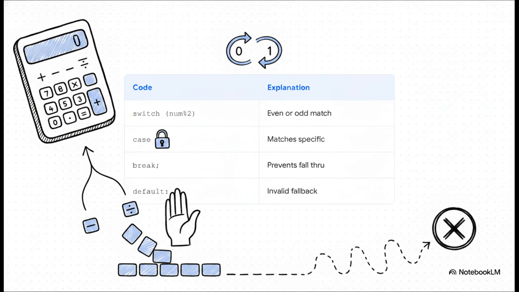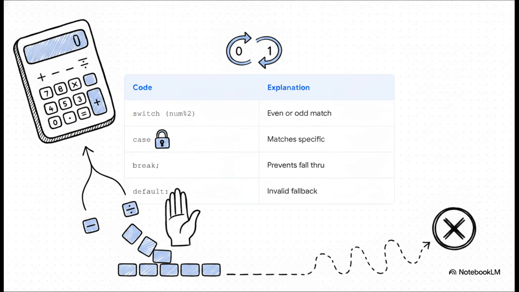But example 11, this is the absolute masterpiece of switch statements. It's a basic calculator menu. We ask the user for a choice. Type 1 for add, 2 for subtract, 3 for multiply, and 4 for divide. If the user types 2, the program jumps straight to case 2, does the subtraction, and prints the result.